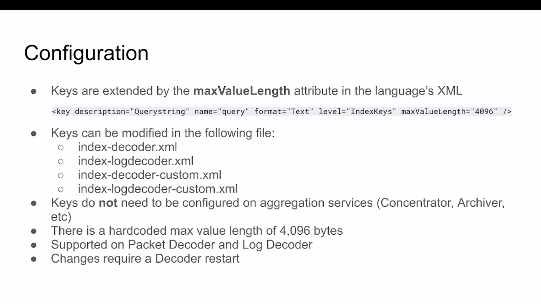Now, there is a hard-coded max. You can't do max value length equals 1 million. There is a hard-coded max of 4,096 bytes where Decoder will throw an error and you will be forced to change it before Decoder can continue. As I mentioned, this is supported in packet decoder and log decoder. And when you make changes to these key attributes in the index file, at least for right now, that will require a restart of the decoder service.